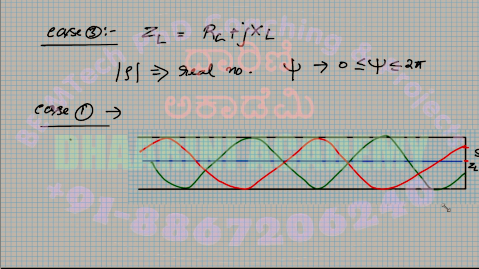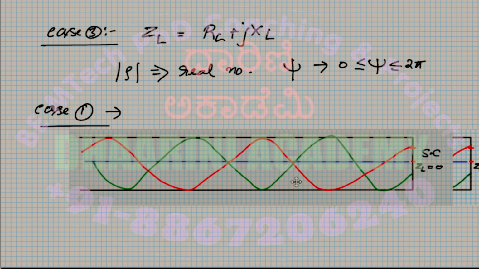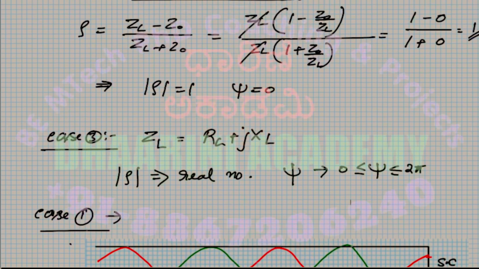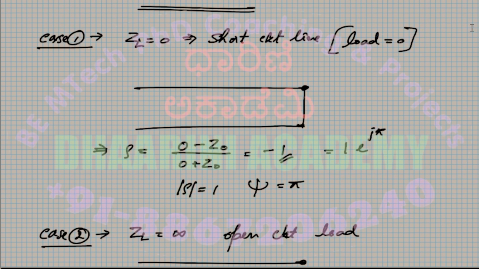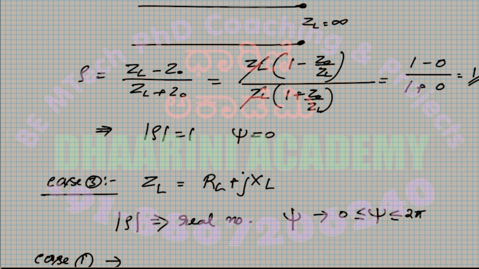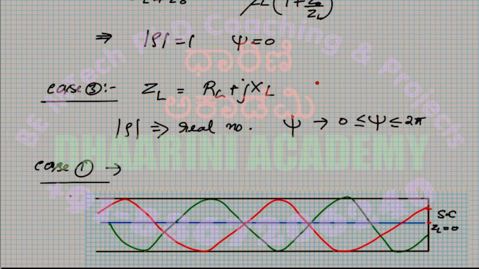Now in case 1, you see this is the type of waveform we are going to get. Right? On the rightmost side, I have a short circuit. ZL is 0, load is 0. And what is the value of psi for a short circuited case? You can see that for the short circuited case 1, the angle is pi. Correct? So there is a phase shift by angle psi. I should be able to visualize that here.